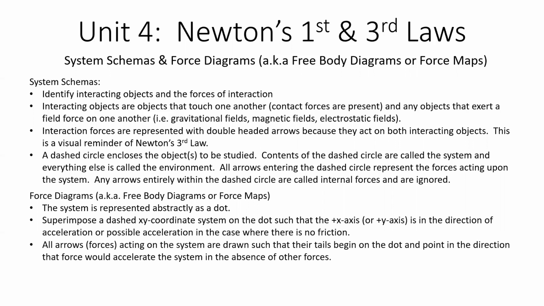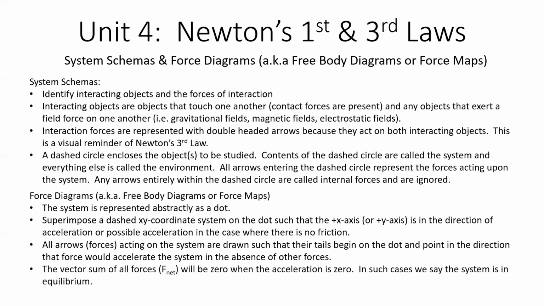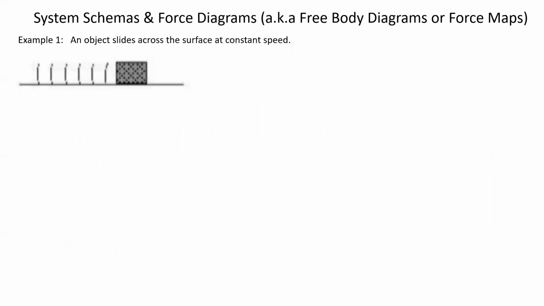All arrows, forces acting on the system, are drawn such that their tail begins on the dot and points in the direction the force would accelerate the system in the absence of other forces. The vector sum of all forces, F net, will be 0 when the acceleration is 0. In such cases, we say the system is in equilibrium. Let's look at some examples.